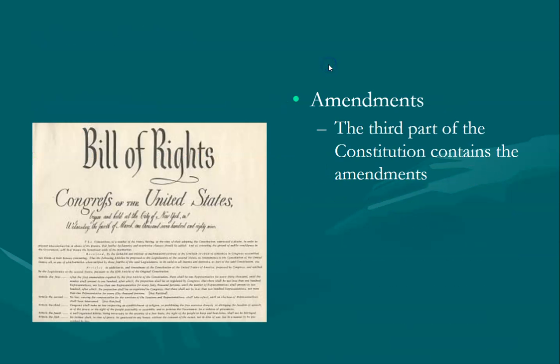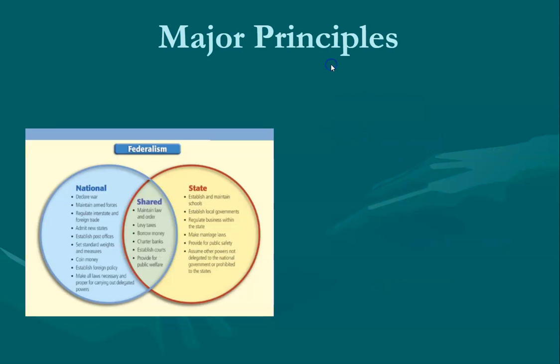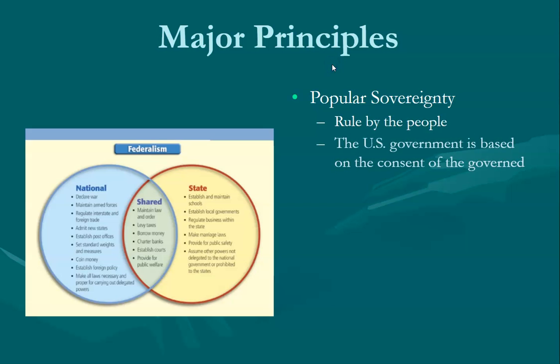The amendments, the first 10 amendments, are the Bill of Rights. This is the third part of the Constitution. There are 27 amendments total. The ability to amend the Constitution allows it to change with the needs of the nation. Major principles: popular sovereignty, which is ruled by the people. The U.S. government is based on the consent of the governed.